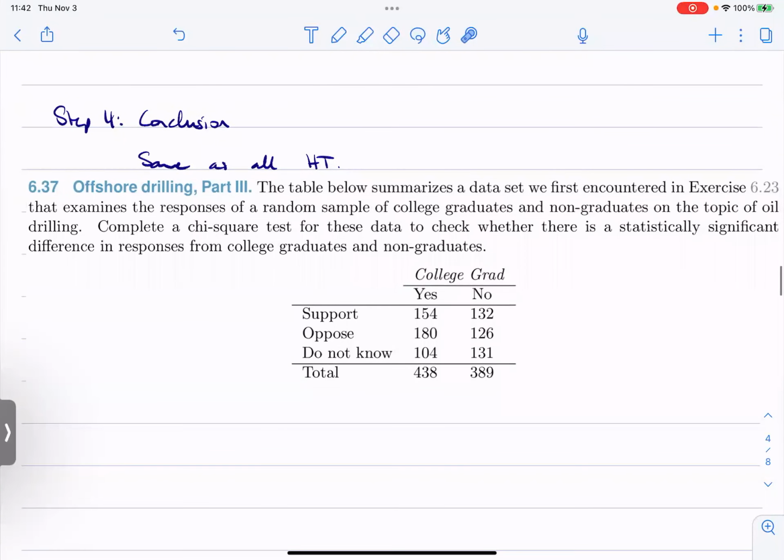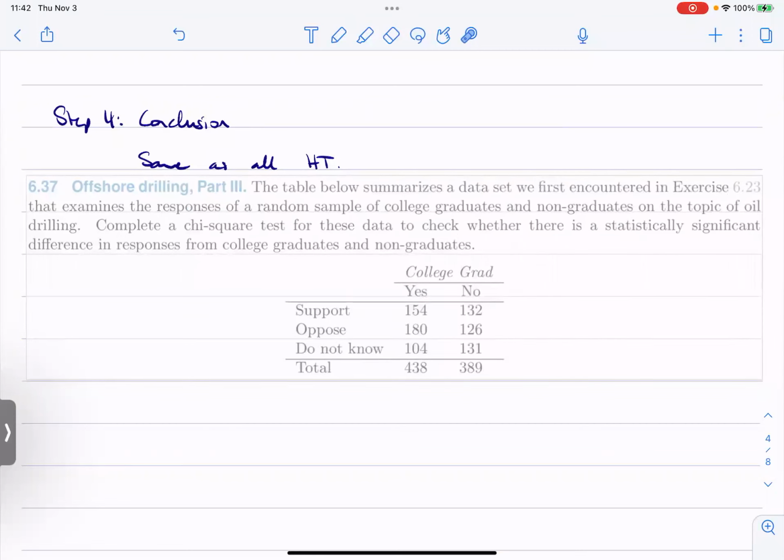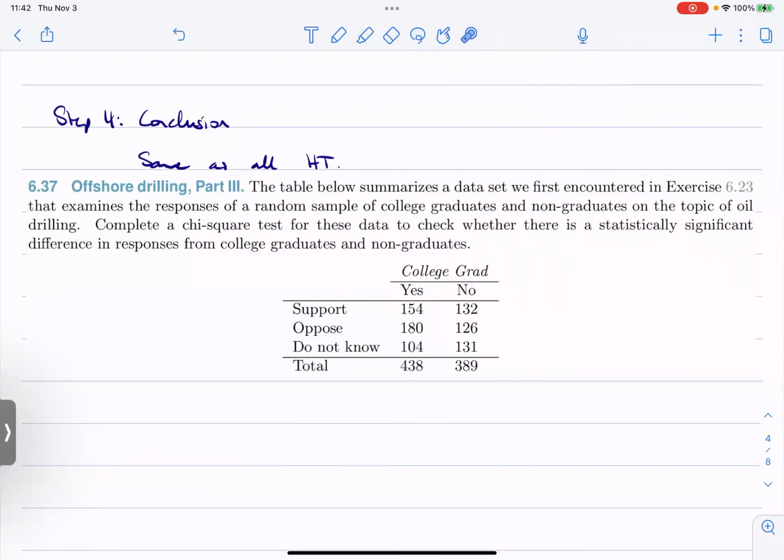Okay. So I guess they introduced this data set in 6.23, but we don't really need it. We've got everything we need here, so I just went for it. It summarizes the responses of a random sample of college graduates and non-graduates on the topic of oil drilling. Complete a chi-squared test for these data to check whether there's a statistically significant difference in responses from college graduates and non-graduates, right? And what they're referring to is the responses with regards to oil drilling.